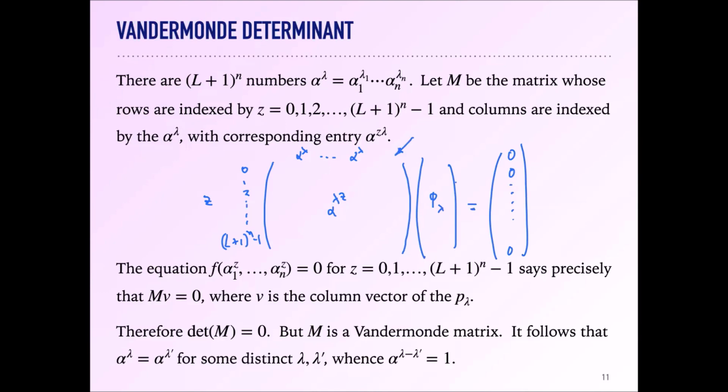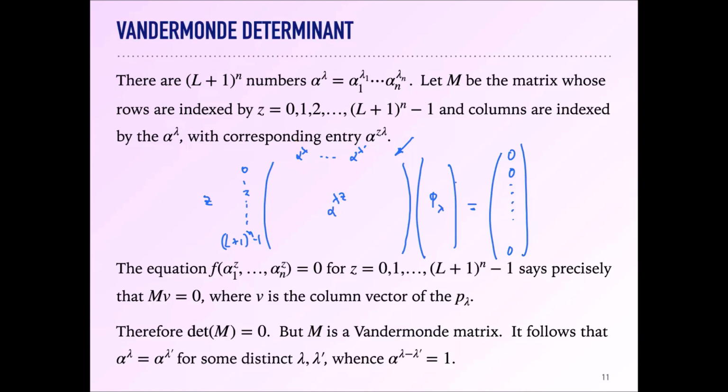But what is this matrix? This matrix is just a Vandermonde matrix. These alpha to the lambdas are some numbers, numbers of a special form. That's okay, they're just numbers. And this is just a usual typical Vandermonde matrix. When I first saw this, it was confusing. I thought it was some weird fancy multi-parameter Vandermonde, but it's not. It's just a normal Vandermonde.